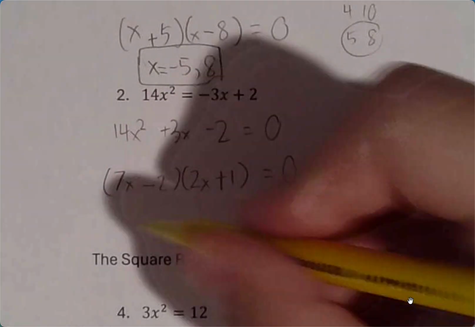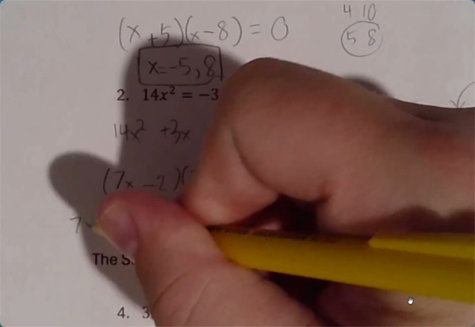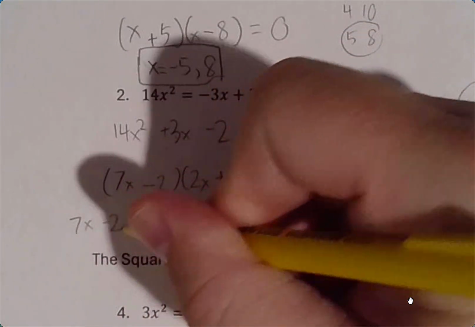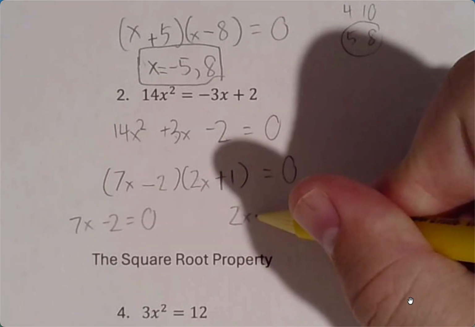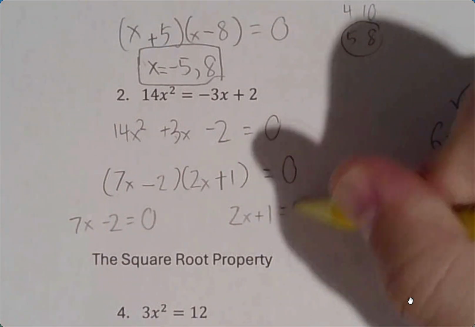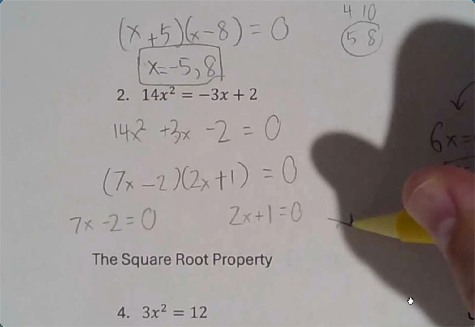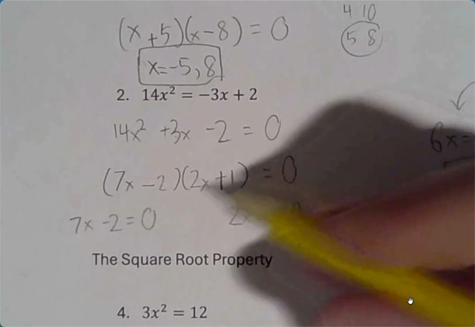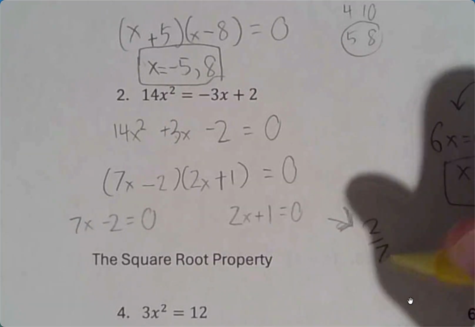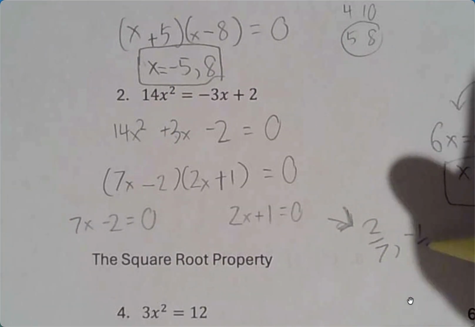So now we split this up and solve each one individually. What makes 7x minus 2 equal 0? What makes 2x plus 1 equal 0? Now, to skip that again, because that should be some early review work, that's going to be, well, 2/7 and negative 1/2.